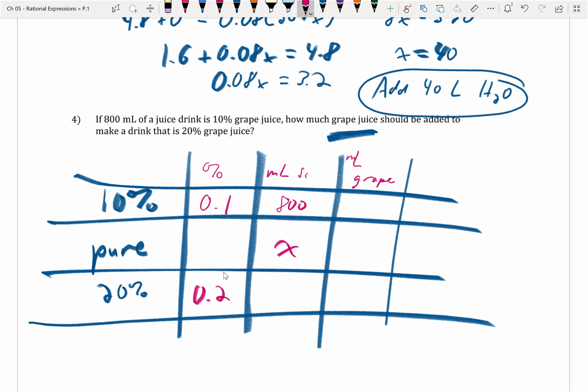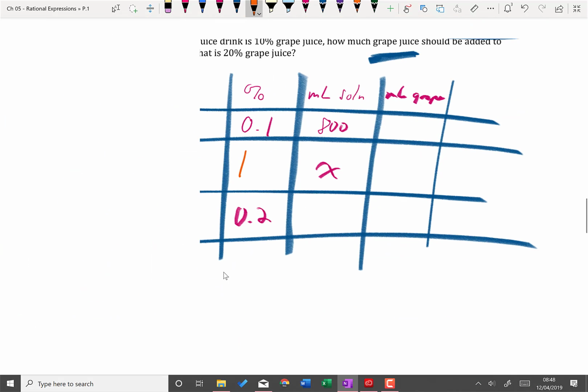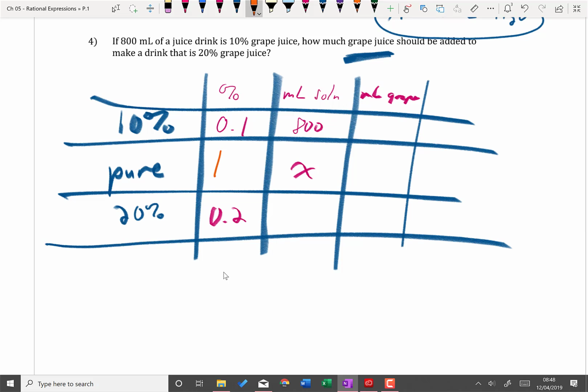Wouldn't the pure be 100% grape juice? It will. We're going to write that down as an extrapolation. That's going to be 1. So yeah, not 100, but 1, meaning 100%. And then finally, the milliliters of solution of the 20% should be what?